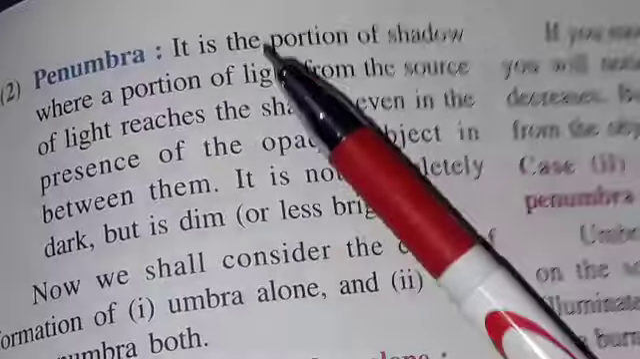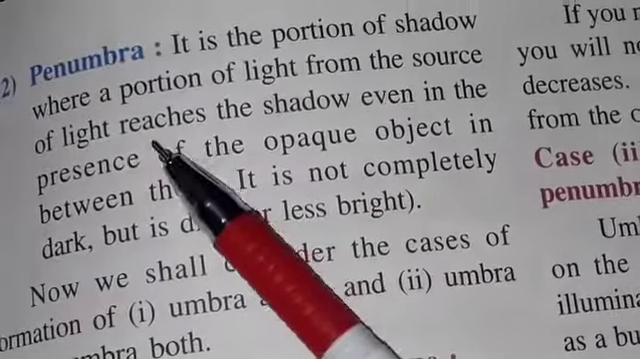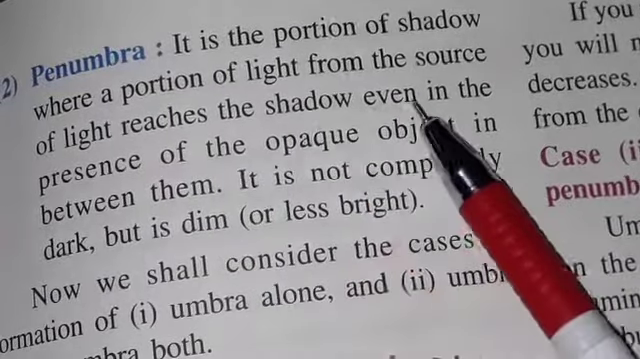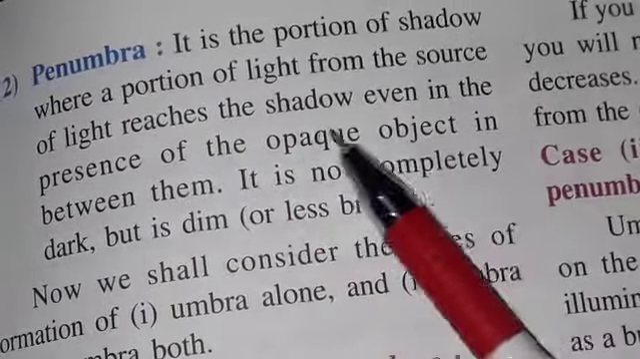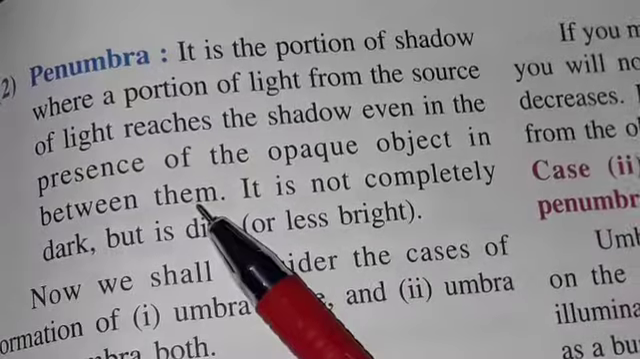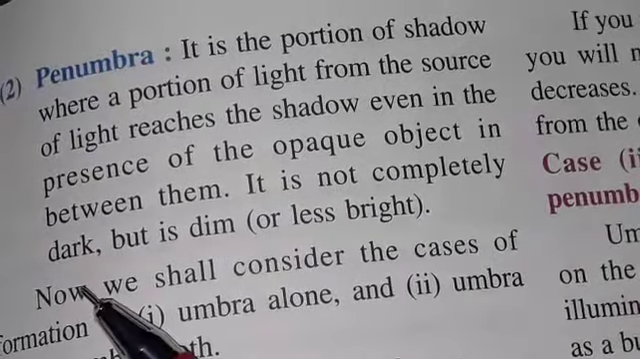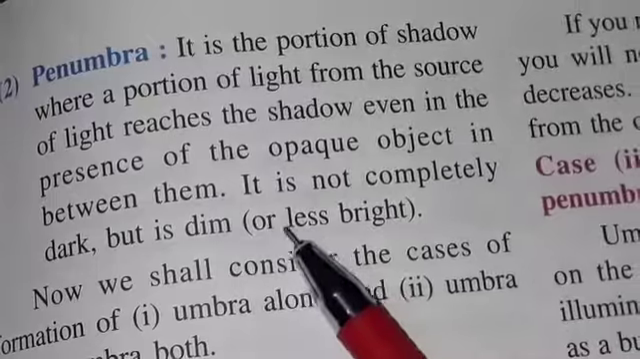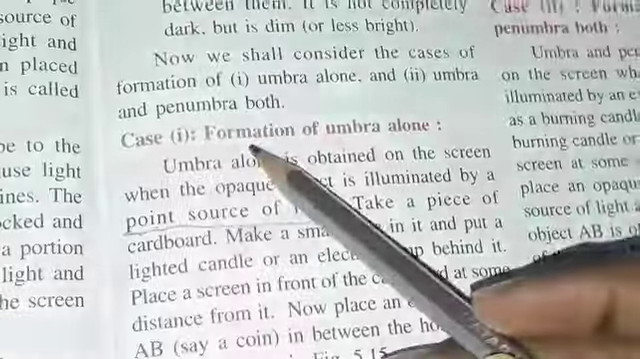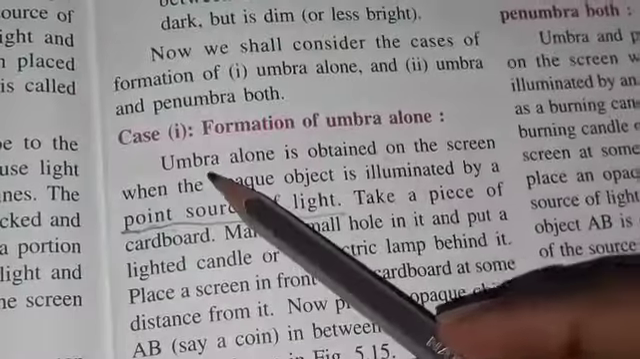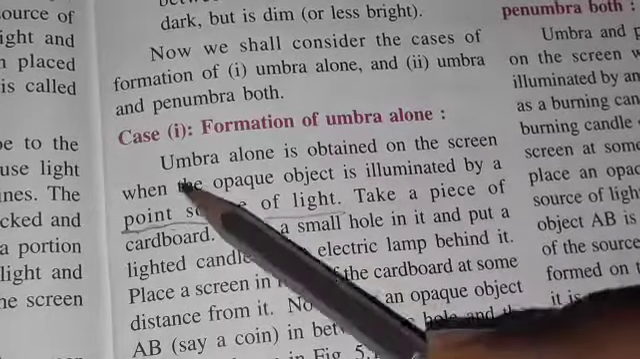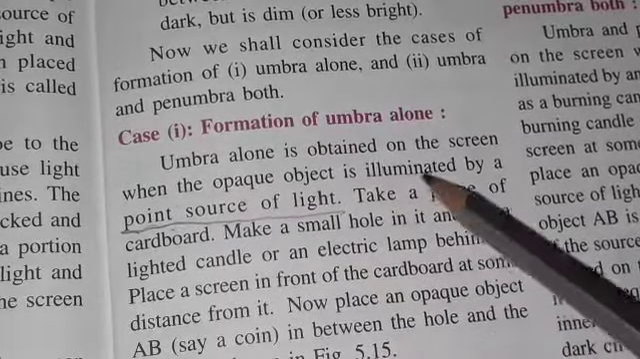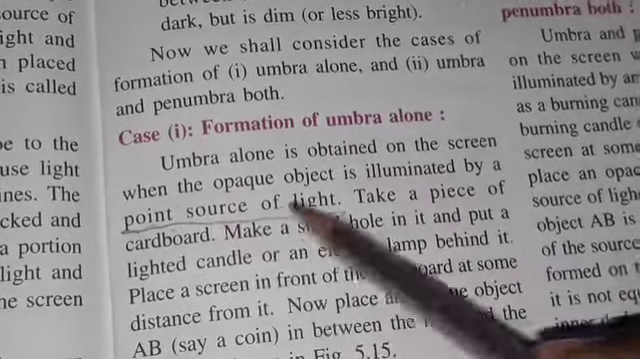And now if I am talking about penumbra, it is the portion of shadow where a portion of light from the source of light reaches the shadow even in the presence of the opaque object in between them. It is not completely dark, but it is dim, or we can say it is less bright. And now class, formation of umbra alone. Umbra alone is obtained on a screen when the opaque object is illuminated by a point source of light.